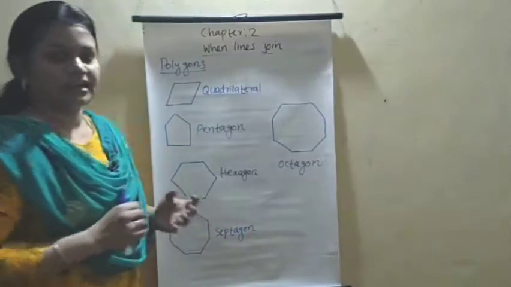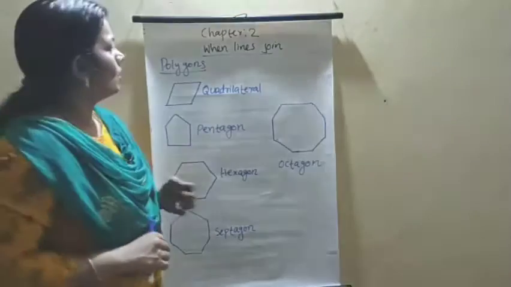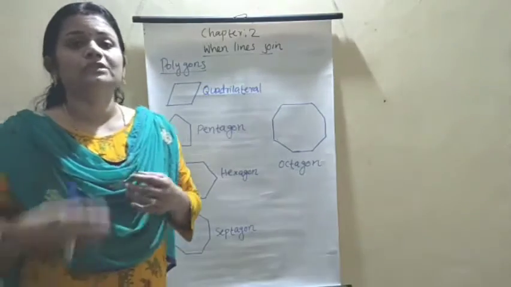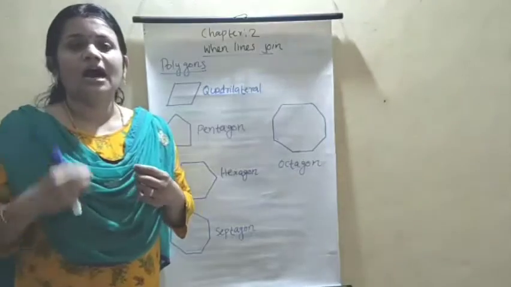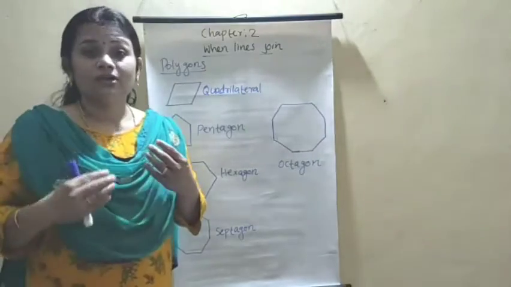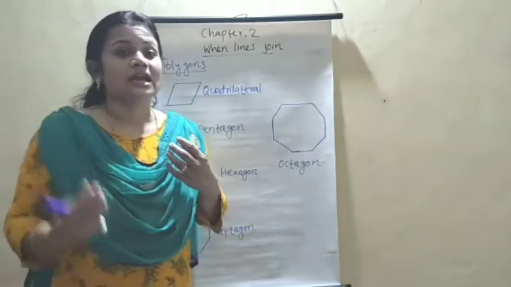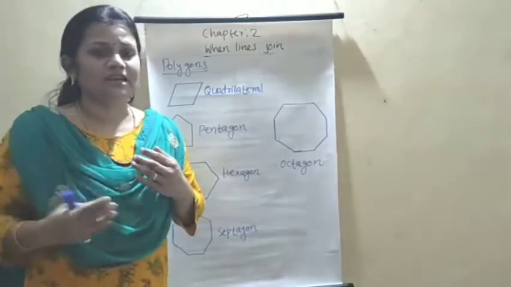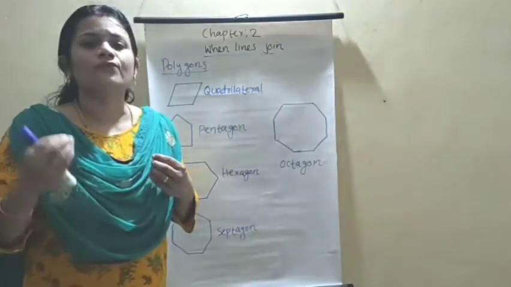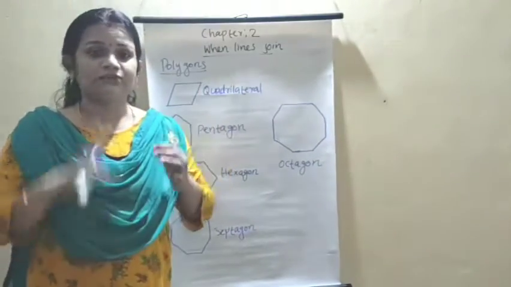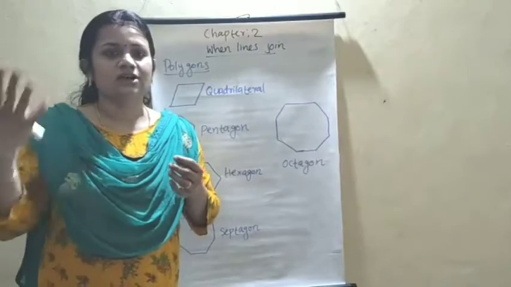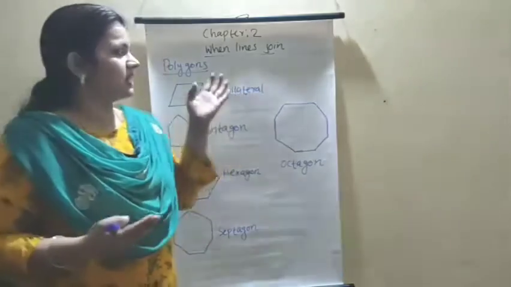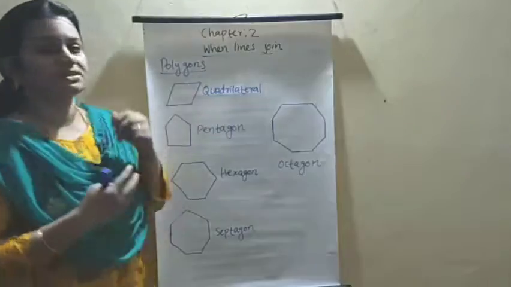Some figures are given here. Some figures are polygons. I already told you that geometrical figures are made of lines. The geometrical figures made of lines are named according to the number of sides. How do we name the geometrical figures? According to the number of sides. We already studied that figures with 4 sides are called quadrilaterals. Do you remember?